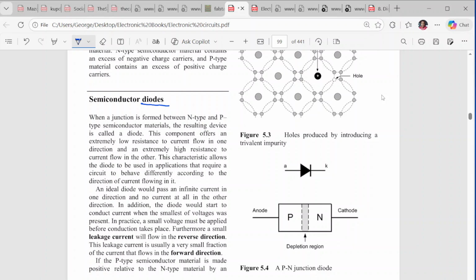These characteristics allow the diode to be used in applications that require a circuit to behave differently according to the direction of current flowing in it. An ideal diode would pass an infinite current in one direction and no current at all in the other direction. Alright, so this is the symbol of the diode. One side, the P side, or the P-type material, is the anode, and the N-type material is the cathode. Alright, so in the middle we have the depletion region.